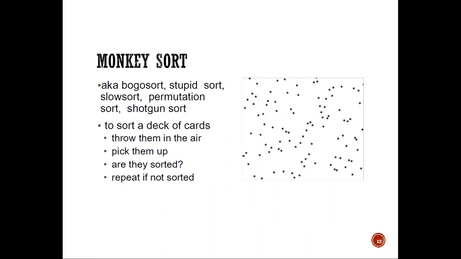The first method is what we call the monkey sort or the Bogo sort. This is the simplest, however, it's considered to be the least efficient because it does not follow any clear mechanism, but rather depends on randomness. So, as an example, think about sorting a deck of cards. We throw them in the air, we pick them up, we check if they are sorted. If not, we repeat again.